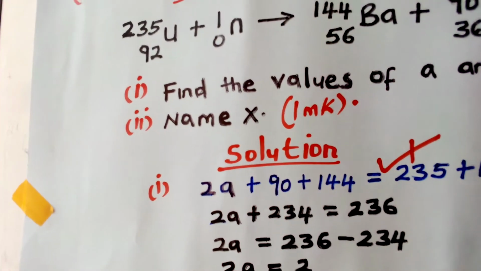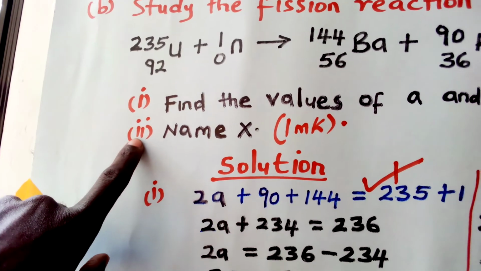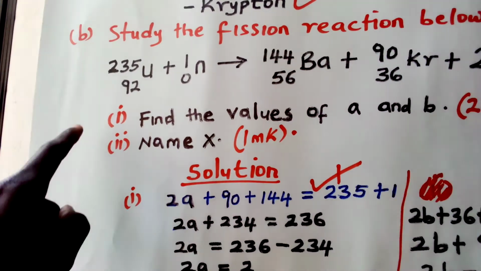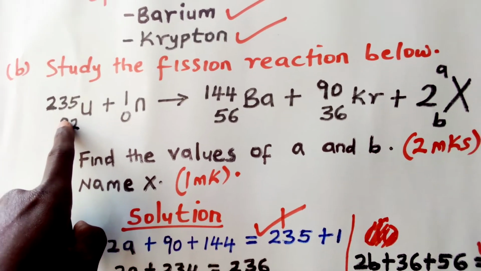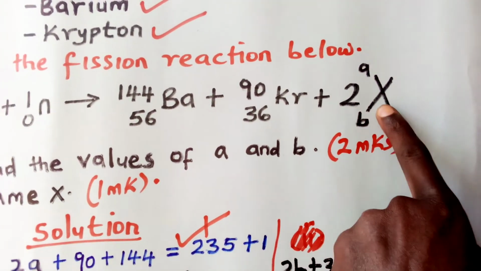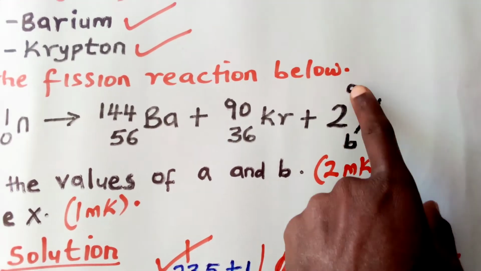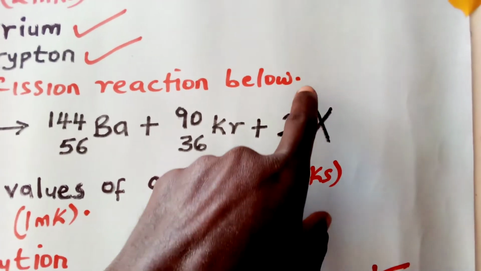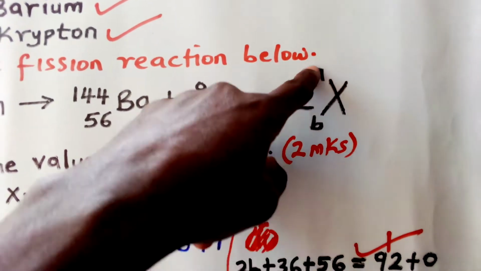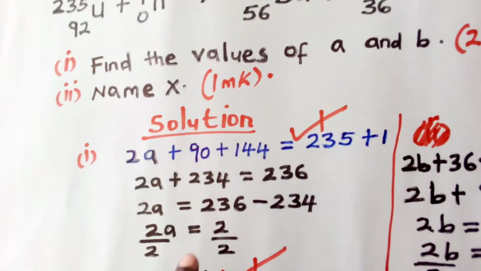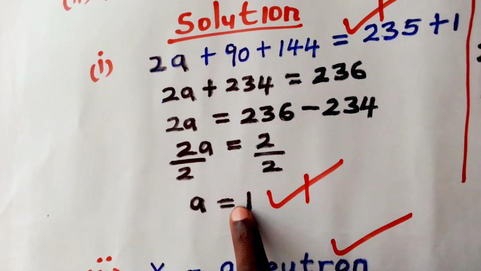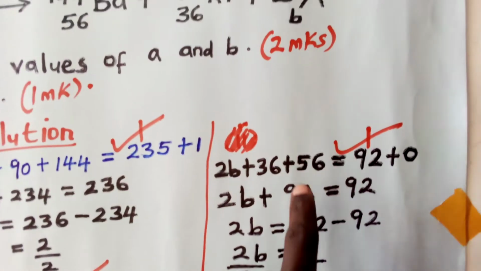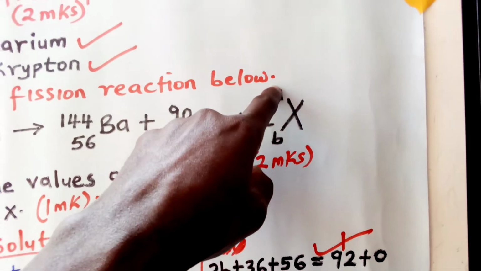Then lastly, part B, Roman 2 says, name X. Now where is X? You look at this equation here. When you look at this equation, X is this one. The unknown here is what? Since you have already known the values of a and b, our a we got was what? What was the answer for a? Small a is 1. Then our b, we have just calculated, is 0. So this one is supposed to be 0, this is supposed to be 1.